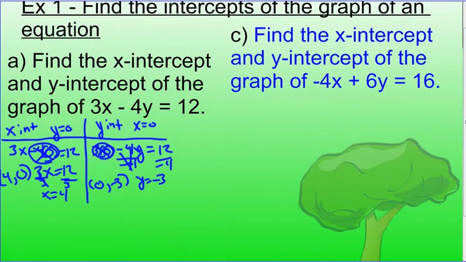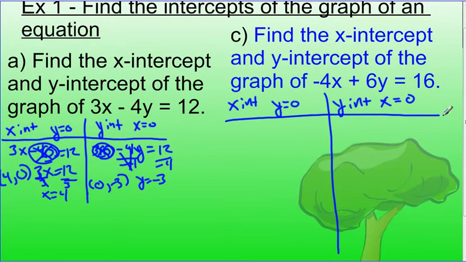And that way we have space to do letter C. Okay, so I'm finding the x-intercept. The x-intercept is when y equals 0. The y-intercept is when x equals 0.